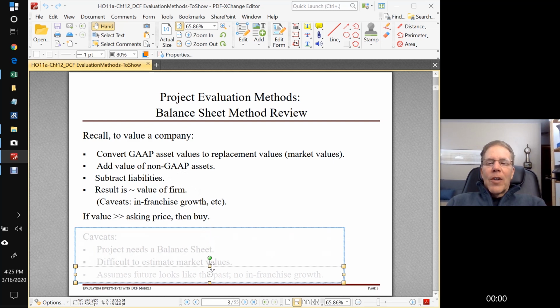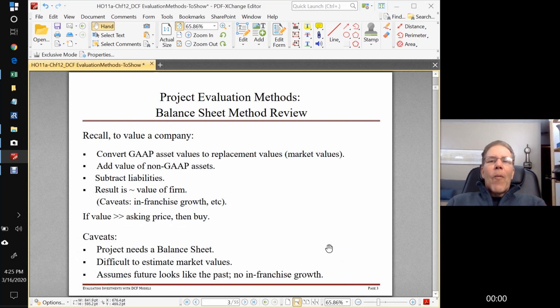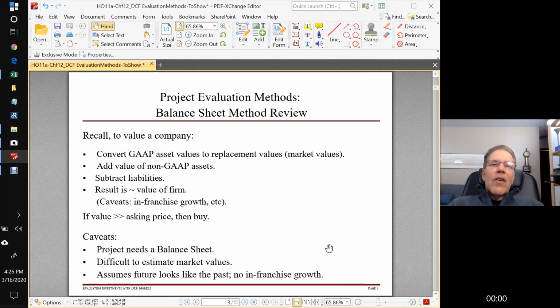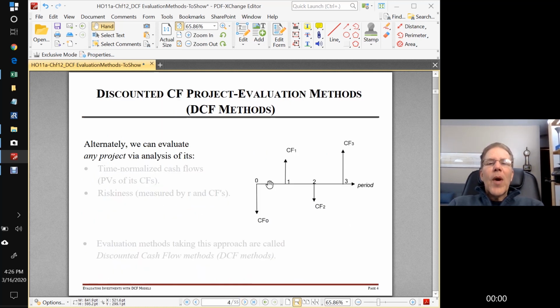And the problems that we've seen with that are that, first of all, we need a balance sheet. Not all projects have balance sheets. And secondly, it's very difficult, in most cases, not all cases, to estimate the true market value of the assets on the balance sheet and assets that aren't even on the balance sheet, like brand value. And finally, with this, we're always assuming the future looks like the past and there's no enfranchised growth and things like that. So, as I've alluded to previously, that motivates us to try and find other methods we can use to evaluate financial projects.